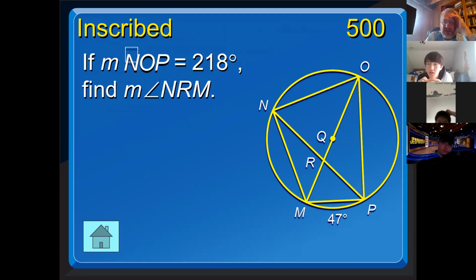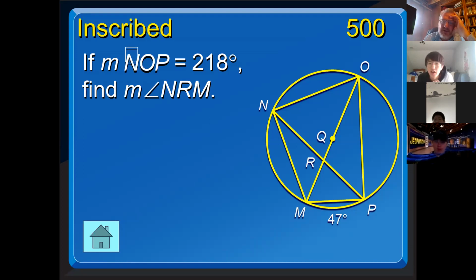I think another way to solve this has to do with the fact that opposite angles are supplementary in an inscribed quadrilateral. So if NMP is 109, then that means that NOP has to be what, 81? And that means that arc PMN would be 162 minus 47. Is that right?